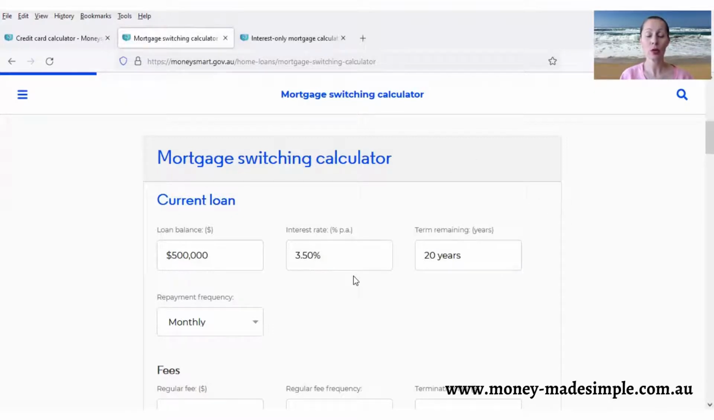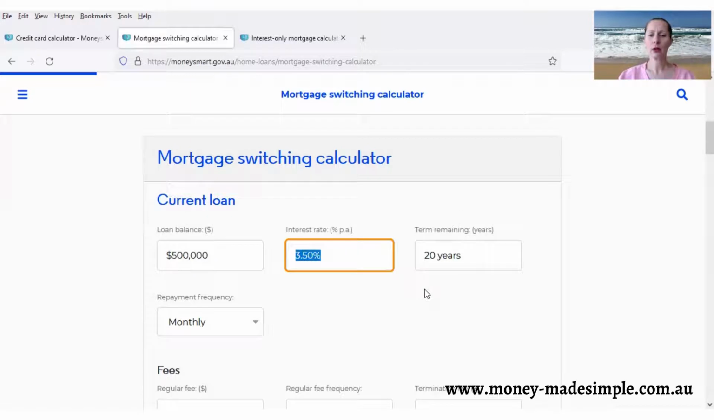I actually had a mortgage broker who offered a loan which you could split, I think, in 10 different ways. You could buy a boat, you could do this, you could do that. It was just way too complicated for me. I just wanted simple, hence Money Made Simple. So let's just assume a $500,000 loan current balance.